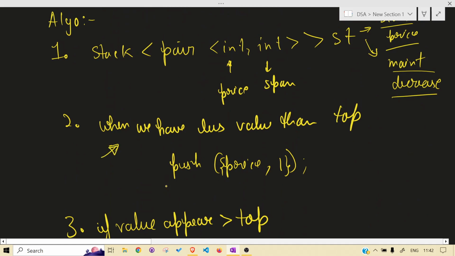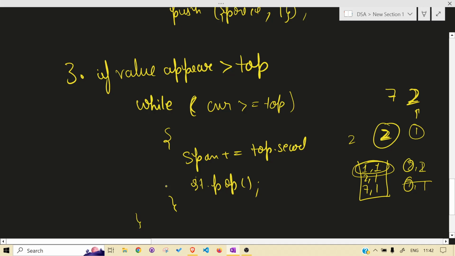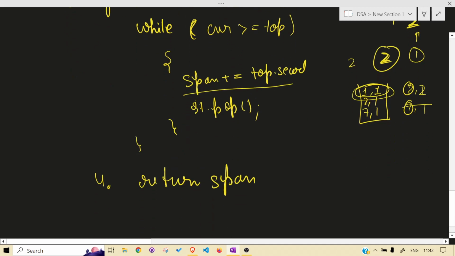This is the point that I discussed. If it is decreasing, then it doesn't matter, the span will be 1. If it is not decreasing, some better value, a value greater than the top, just came, so we keep on popping till the current is greater, and we keep on adding to the span. In the last we return the span, and before that, in this step only, after doing this while loop, we just push the current price and also the span.